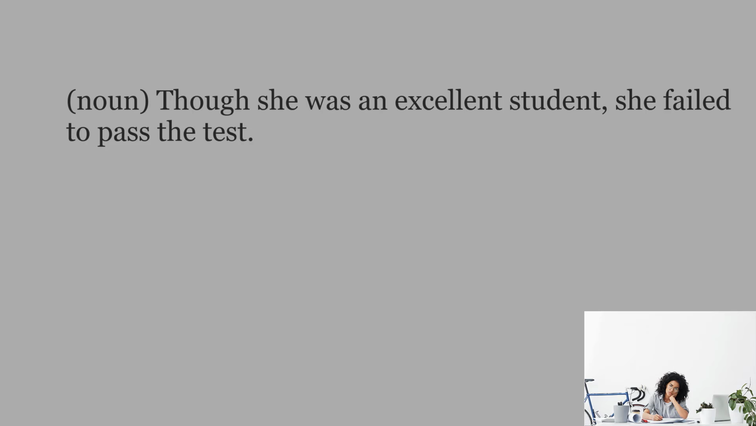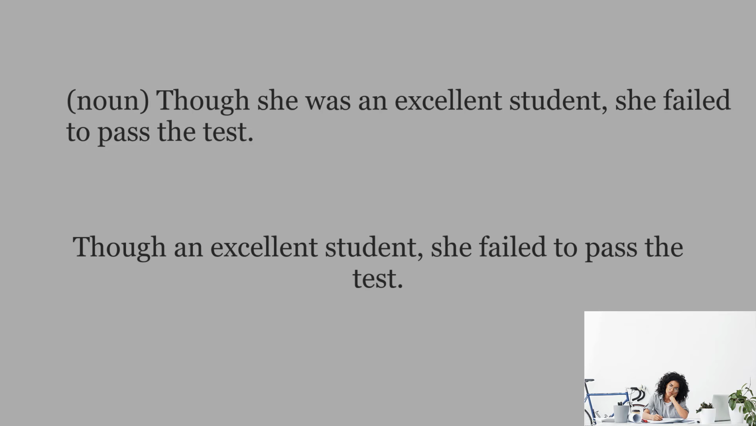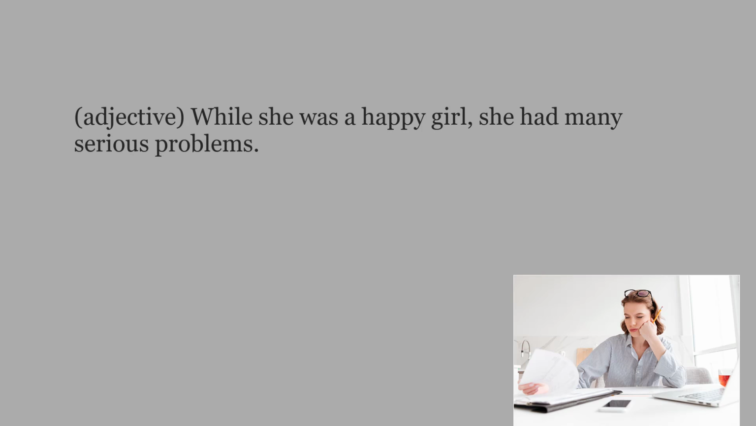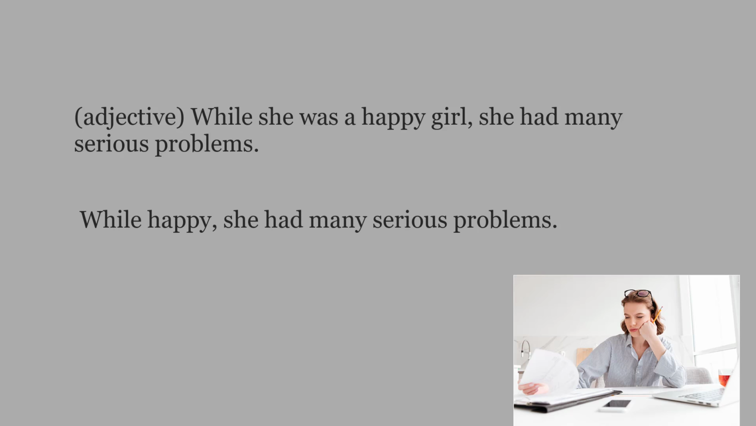Example for nouns. Though she was an excellent student, she failed to pass the test. It changes to: though an excellent student, she failed to pass the test. Example for adjectives. While she was a happy girl, she had many serious problems. It changes to: while happy, she had many serious problems.